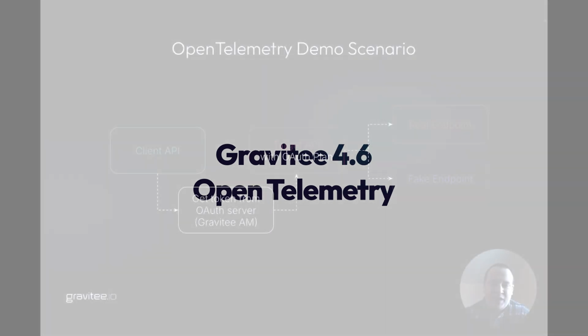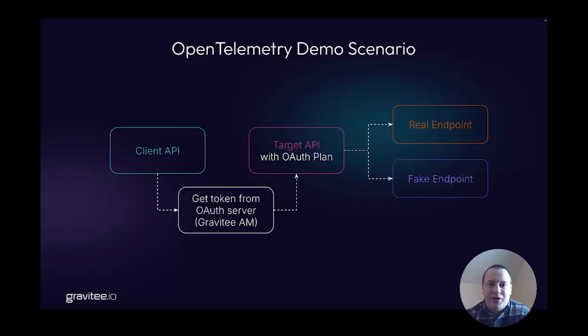Hey everybody, it's Anthony from Gravitee, and I'm here to tell you about the introduction of the OpenTelemetry feature in Gravitee API Management version 4.6, which is coming out in January of 2025.